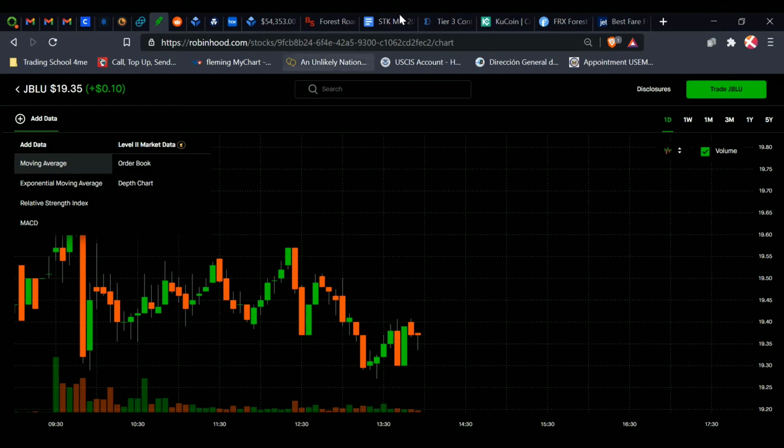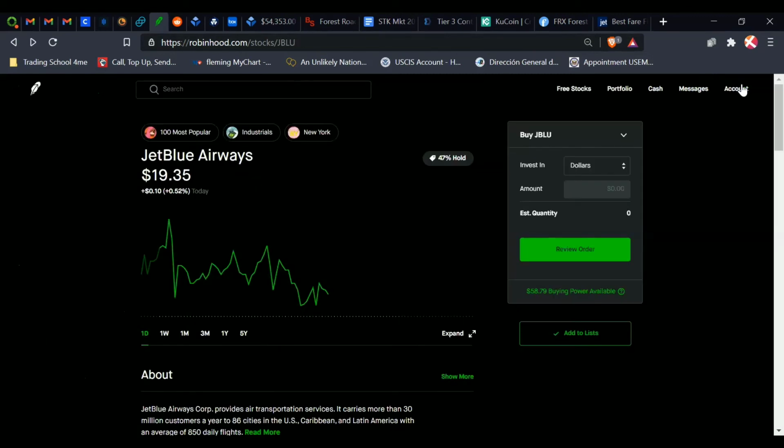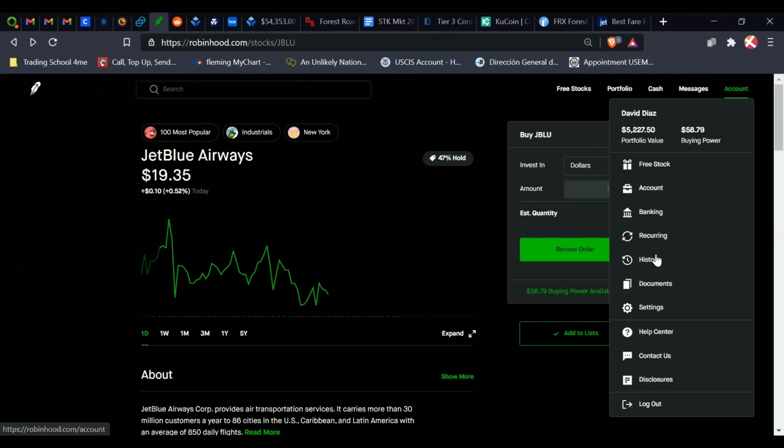If you need to put money into the account, you can do that as well. Let me just go back. You can go in here, and it gives you account. So you just go into account and then banking is where you go. If you want to have recurring money coming in, your history of what you've done, documents like statements and forms to claim taxes and so on.